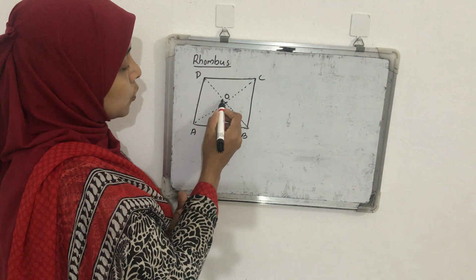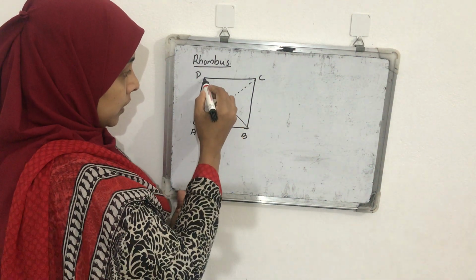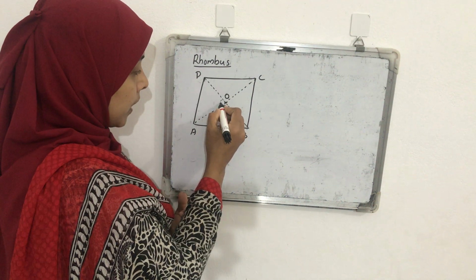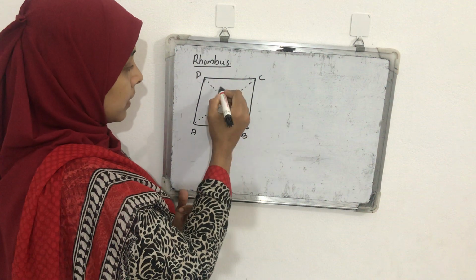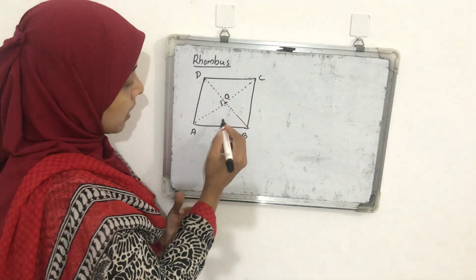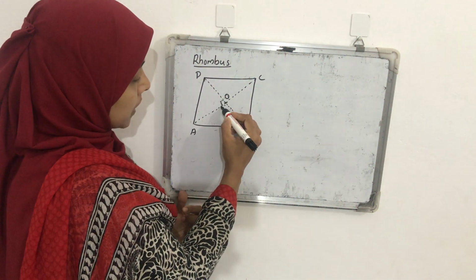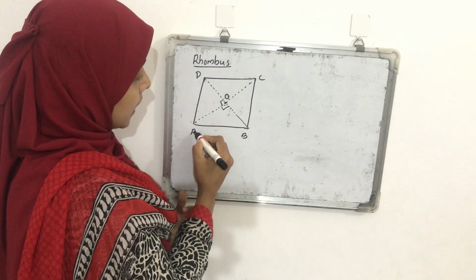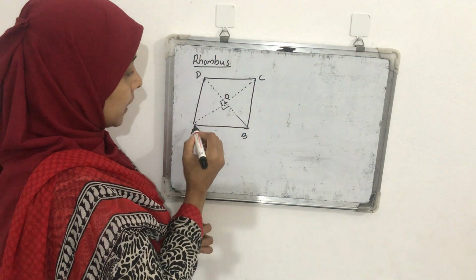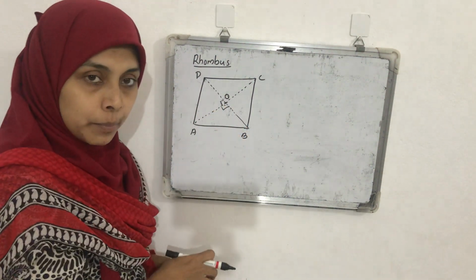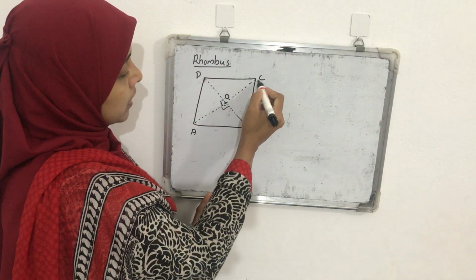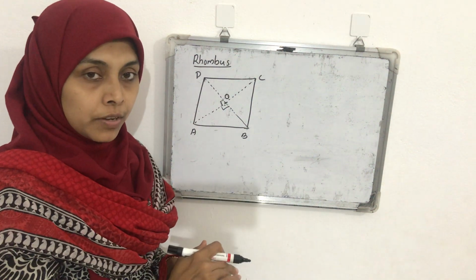That means the angle formed here, angle AOD, and this angle COD, these two angles will be 90 degrees. And here also, this angle AOB will be 90 degrees. If the meeting point of the two diagonals is O, then these four angles, AOB, COB, AOD and COD, will be right angles.